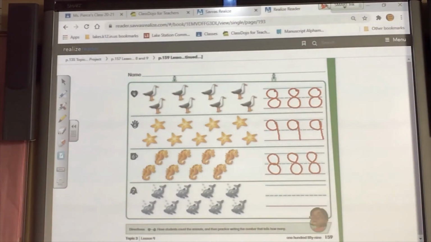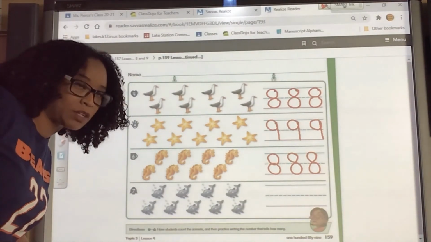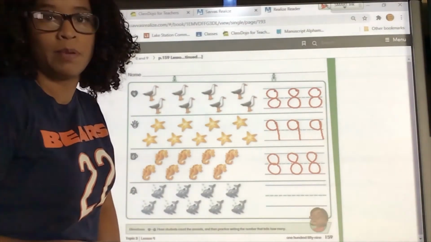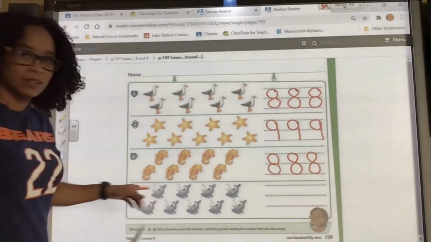Okay, last one. Looks like some happy sharks. I've never seen a happy shark. Maybe in Finding, no, the shark in Finding Nemo was not happy, was he? No.